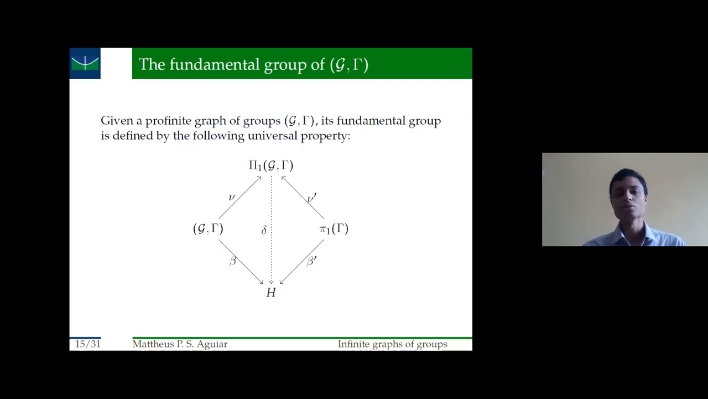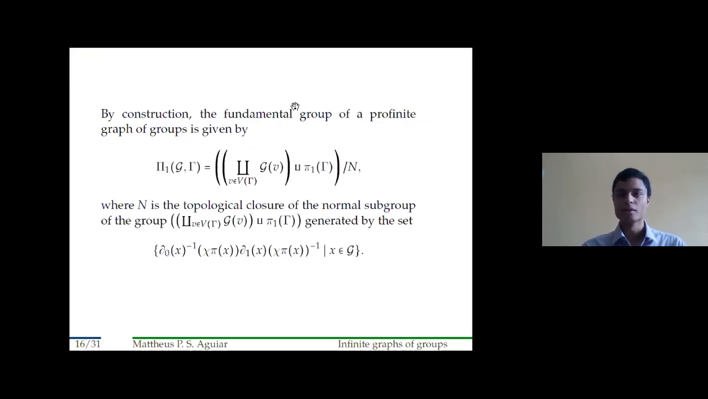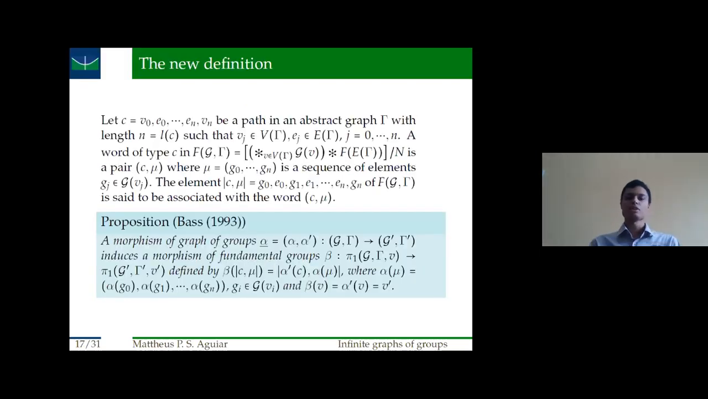That is very usual in the profinite world. So by construction, it's actually the co-product of the vertex groups and now the co-product with the fundamental group of the graph, quotiented by the topological closure of the normal subgroup of this group generated by this set. That is related to the relations between the nu and nu prime functions.